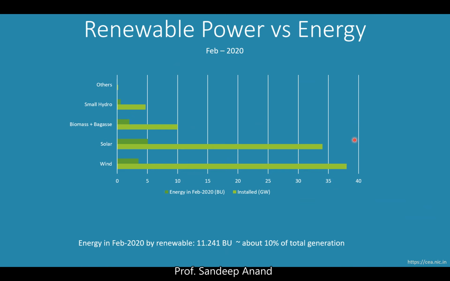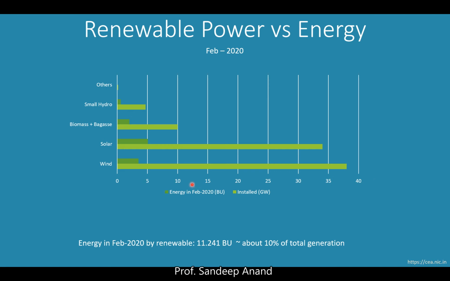Yeah, so this table shows you the difference between the energy and the installed capacity for different renewable technologies, right? For example, wind, in the month of February 2020: you see the wind installed capacity was this much, and the wind energy was this much in terms of billion units. So the units are different for both of them. One is billion units and one is gigawatt. So do not compare these two, because the units are different for the scale.